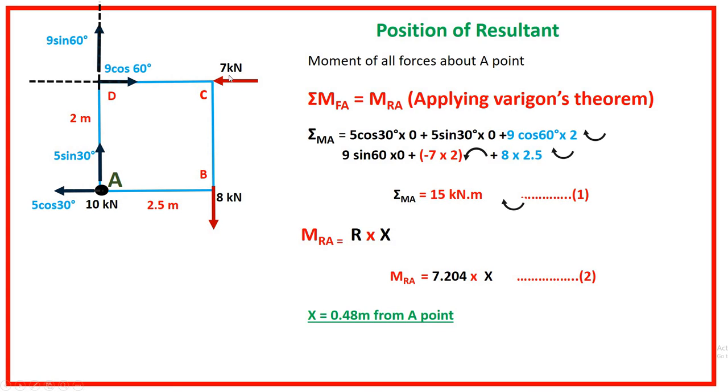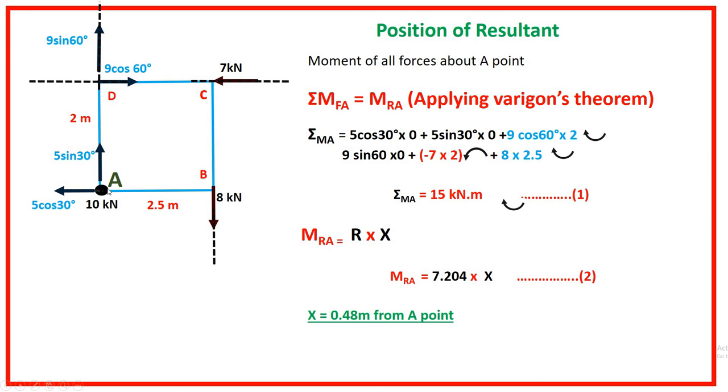Right, now for this 7 kilonewton, what about the moment of this force? 7 kilonewton into the perpendicular distance of this 7 kilonewton from point A, which is 2 meter again. So 7 into 2. See, what about the nature of moment? The nature of moment is, and you are correct, anti-clockwise direction. Right, so 7 into 2, that is 14 in anti-clockwise direction. So minus 7 into 2, because the moment is anti-clockwise. Plus, now for this 8 kilonewton.